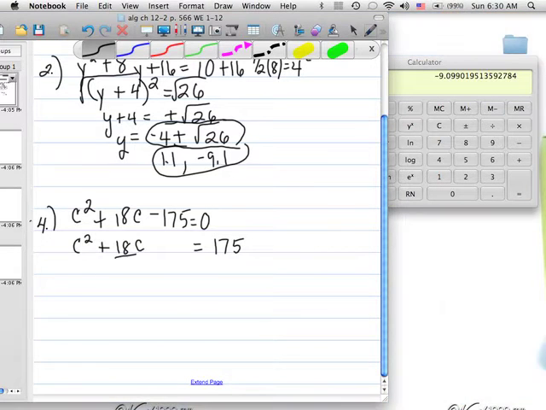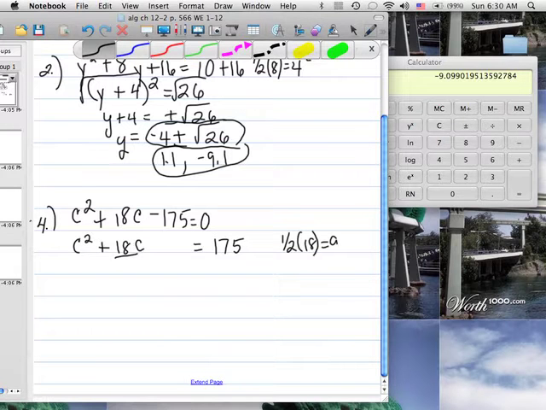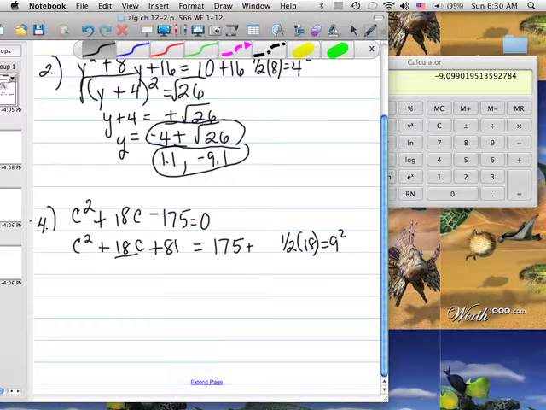And then complete the square. I take half of 18, which is 9, and then square it. So I'm going to add 81 to both sides.